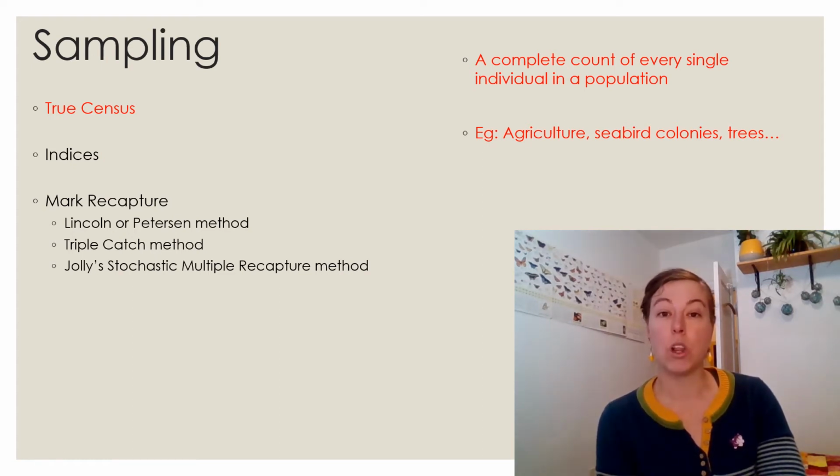We can do this with large mammals that are in open areas. So gnu on the savanna or caribou on the tundra, elephants. We can do this with organisms that aren't going anywhere. So trees, it might take a while, but you can count every tree in a forest because you can flag them as you go and you know they're not going anywhere.